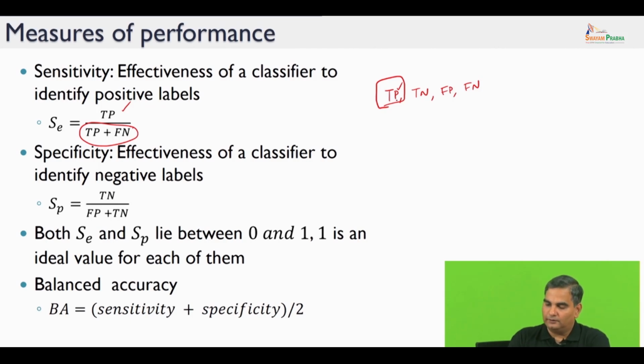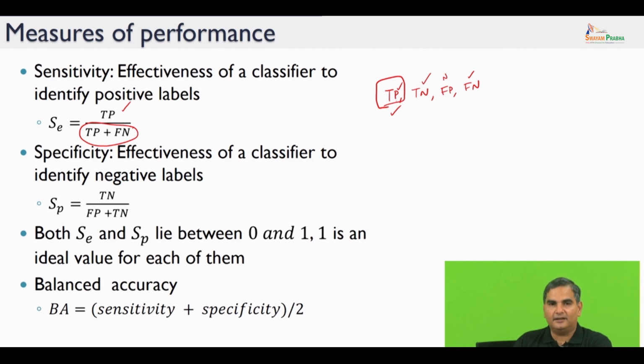So, this is a positive label. The actual condition is also true here, because this is negative and true. Here the prediction is positive, but the actual condition is false. So, this is also a negative label. Here the prediction is negative, but that is wrong. So, the actual condition is positive. So, if you want to take the total number of positive labels in the data, that will be TP plus FN. So, if you divide TP by TP plus FN, then you get what is called sensitivity.